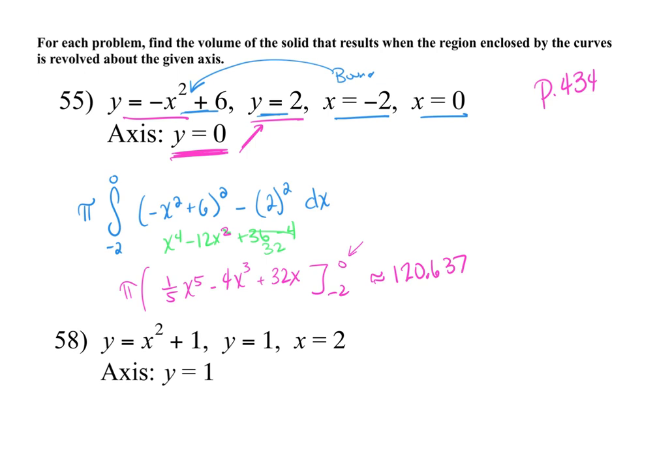Why I chose this. So my axis that I'm revolving around is y. These are already set up in terms of y, so pi r squared makes sense, right? Because they're already set up for pi r squared.